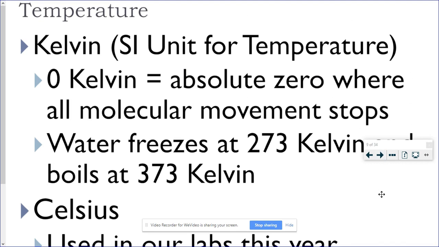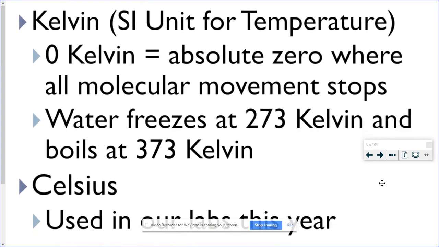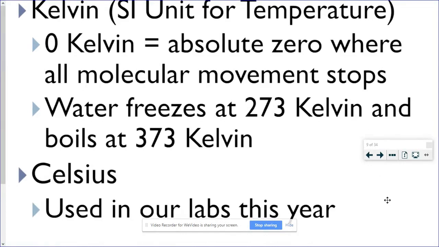So first of all, we're going to talk about temperature scales. We have Kelvin, which is the temperature scale that's accepted by the metric system, and Kelvin is not in degrees. So Kelvin is where all molecular movement stops, at 0 Kelvin. Water freezes at 273 Kelvin and it boils at 373 Kelvin. I will give you that 0 degrees Celsius equals 273 Kelvin. That will be on your test, that conversion factor.